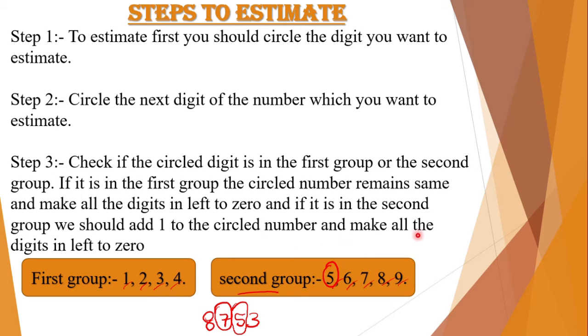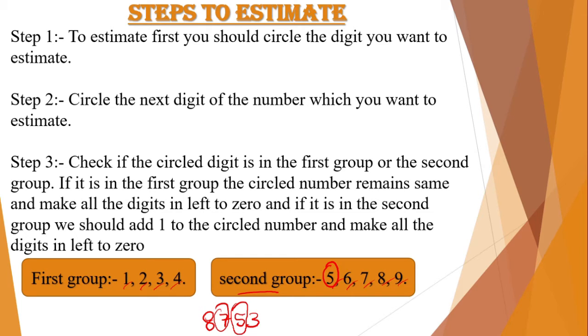make all the digits to the left 0. So here we check that 5 is in the second group. And if it's in the second group, we should add 1 to the first circle digit. So the first circle digit here is 7. And we should add 1 to 7 because 5 was in the second group. If it was in the first group, we would not do any changes.